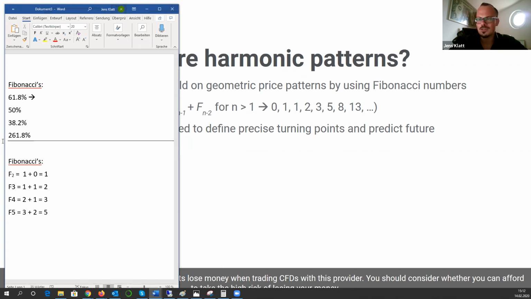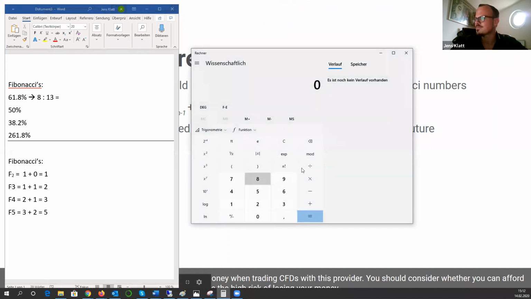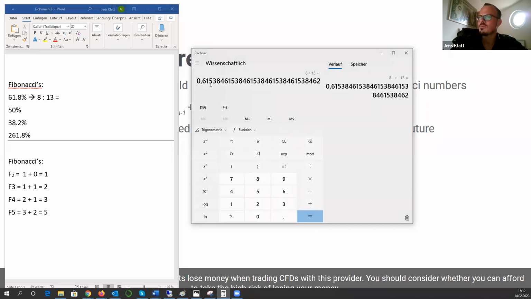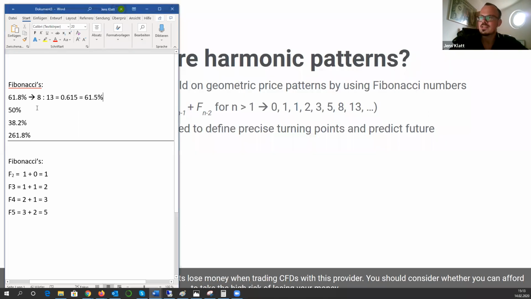But let's imagine you're here and you say, okay, now I divide 8 by 13. So you divide 8 by 13. And if we now use the calculator I prepared here, what you get, surprise, surprise, 61.5. Okay, so 615, and this is 61.5%. So what you can see is that these Fibonacci numbers, or these ratios, come out from dividing those numbers with each other.